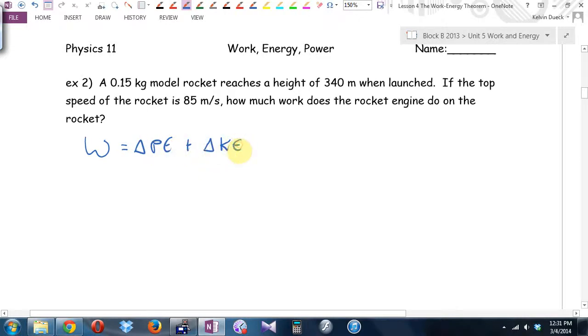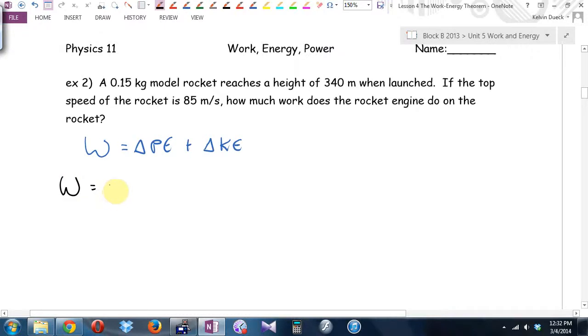Change in potential, assuming there's either some change in height or some stored energy. Read the question. Is there a change in height? Yeah. Okay, so I can't cross that out. Change in kinetic means there's some kind of a change in speed. Read the question. Is there some kind of speed thing going on there? Okay, I can't cross that out. What's change in anything? So now, how much work was done on the rocket by the engine?